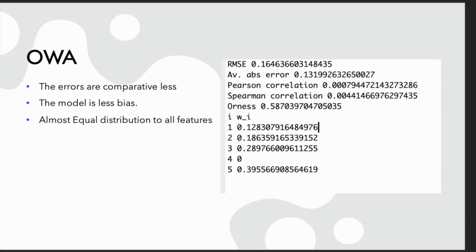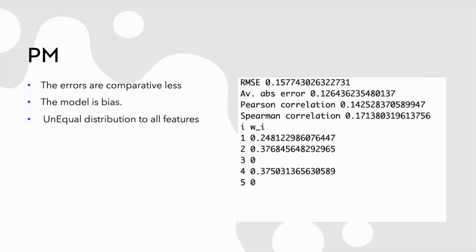And we will now discuss the OWA model. In this we can see the errors are comparatively less. From the RMSE, the model is less biased, with just almost one value not contributing to the data set. Almost all values contribute apart from the third and fifth variables, using the first, second, and fourth, and it's giving an unequal distribution.